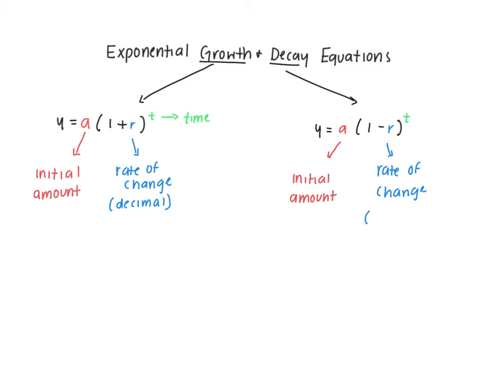And again, this is going to be expressed as a decimal, but when you're dealing with decay, your rate cannot be greater than 1, whereas over in exponential growth, it is possible that it's going to be more than 1 as long as it is more than 0. And then once again, t represents time. Now let's look at some examples of word problems that involve exponential growth and decay equations.